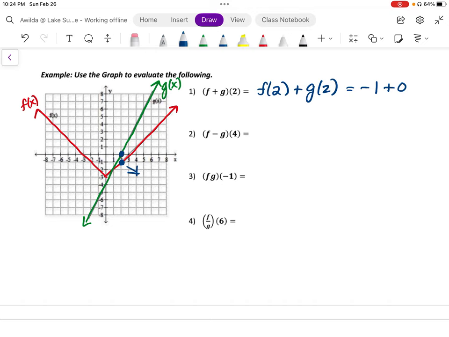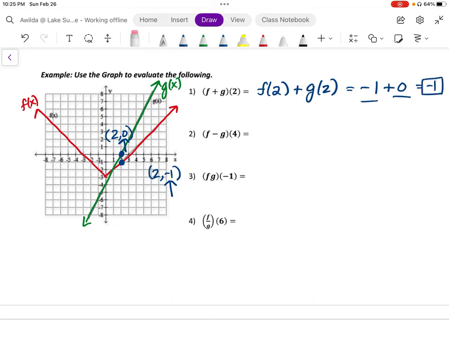The ordered pair (2, -1) is on the red graph, and the ordered pair (2, 0) is on the green graph. So the -1 is coming from the y coordinate, and the 0 is coming from the y coordinate. So those are these two values here. -1 plus 0 is, of course, -1.